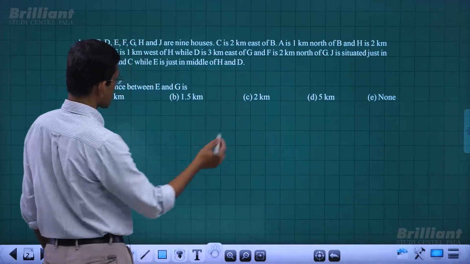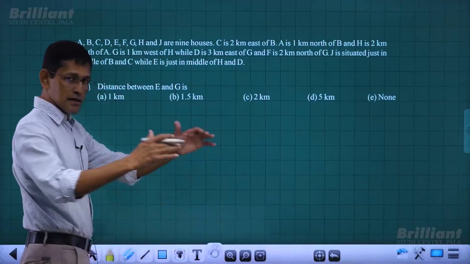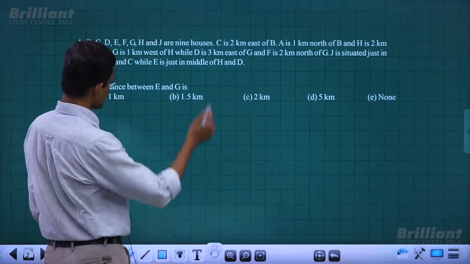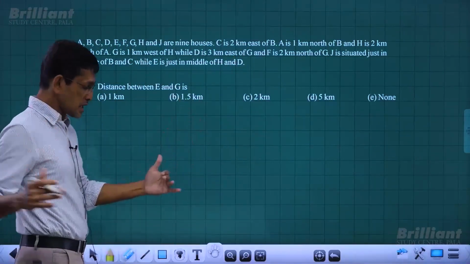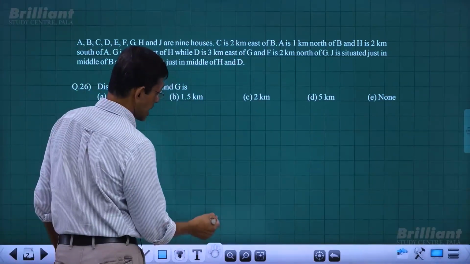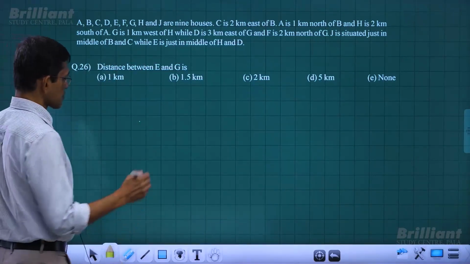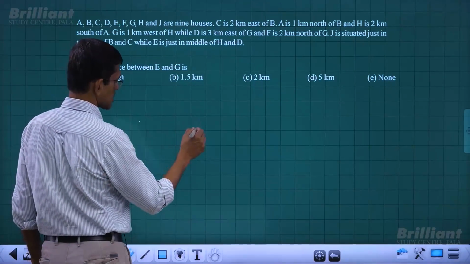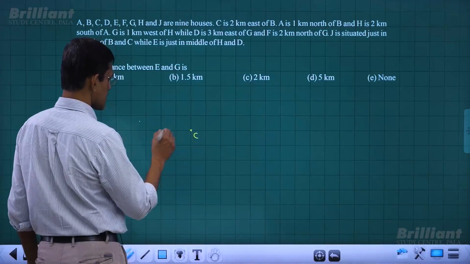This is pretty much the arrangement of houses in a plot or in an area. Well, actually it is not a plot because it's 2 kilometers of distance, so pretty much in an area. So let's take a look at that. C is 2 kilometers east of B. So let's say C is here. That is 2 kilometers east of B.